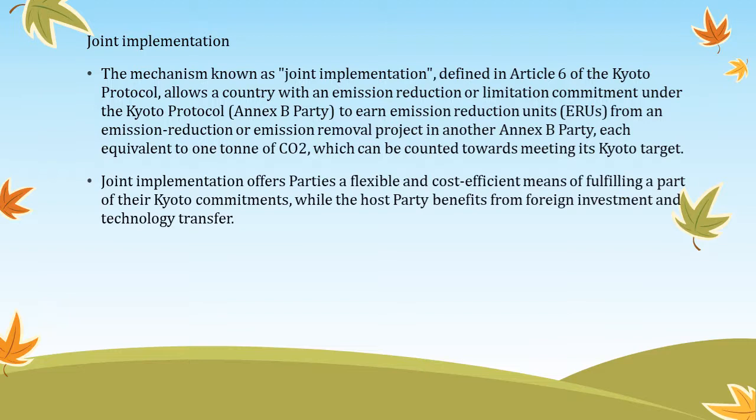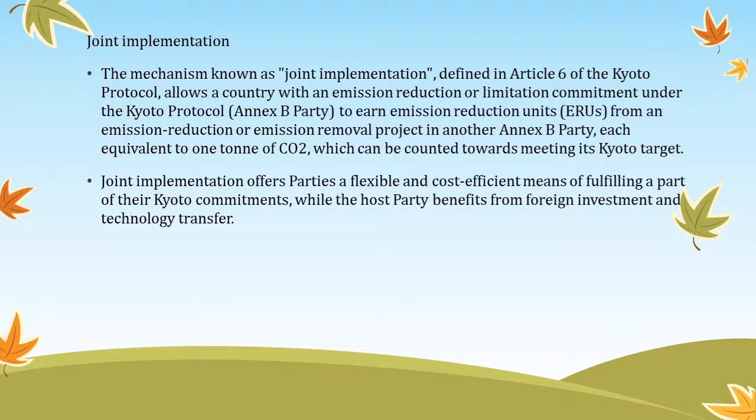Basically, they have two track procedures, track one and track two. If a host party meets all the eligibility requirements to transfer or acquire these emission reduction units, it may verify emission reduction or enhancement of removal by carbon sinks from a JI project. For that, there will also be a verification process, and upon such verification, the host party may issue an appropriate quantity of ERU. This procedure is known as the track one procedure.